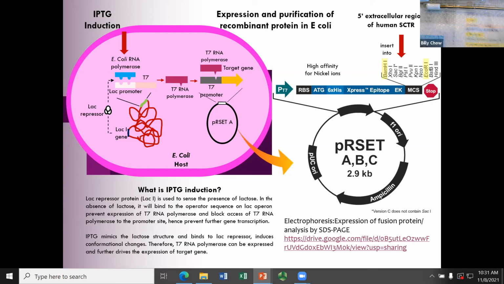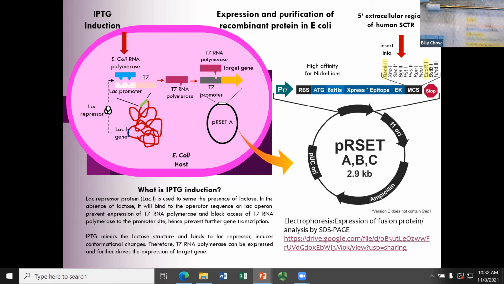Okay, so we put in an inducer, it is called IPTG. IPTG has similar structure as lactose. So it can interact with the lac repressor, and then it will de-repress the lac repressor. It will change its conformation. And then now the lac repressor with IPTG is not capable of binding onto the lac promoter, is not capable of stopping RNA polymerase to interact with the promoter to produce T7 RNA polymerase.